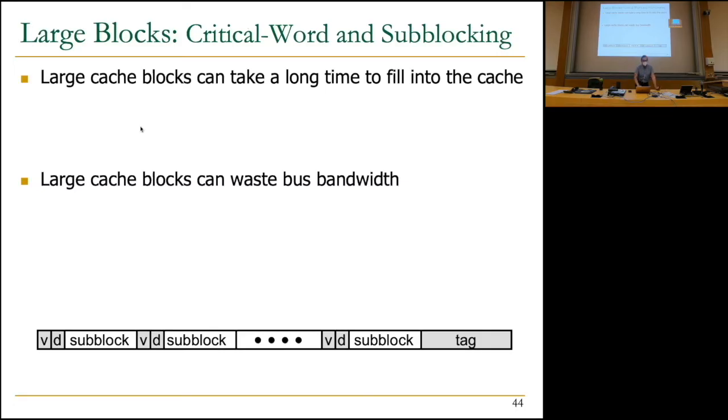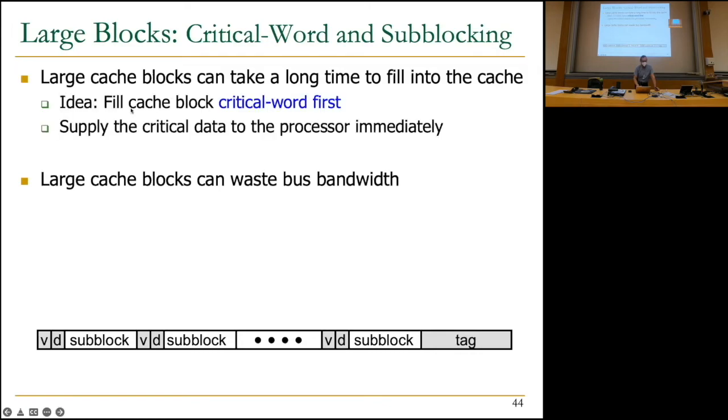One of the reasons is that large cache blocks can take a long time to fill into the cache. Right? You have 256 bytes, and your bus on the memory side is 8 bytes. So it takes 32 I/O cycles from memory, DRAM cycles, right? And also they can waste bus bandwidth, as we discussed, right? So people have developed ideas to alleviate this. For example, fill the cache block with the critical word first. A critical word is the word that's requested by the processor, the load, for example, that you're loading from. Supply this critical data to the processor immediately with a very fast path and fill the cache later. So a cache fill takes a very long time, but supply the critical word as soon as possible.